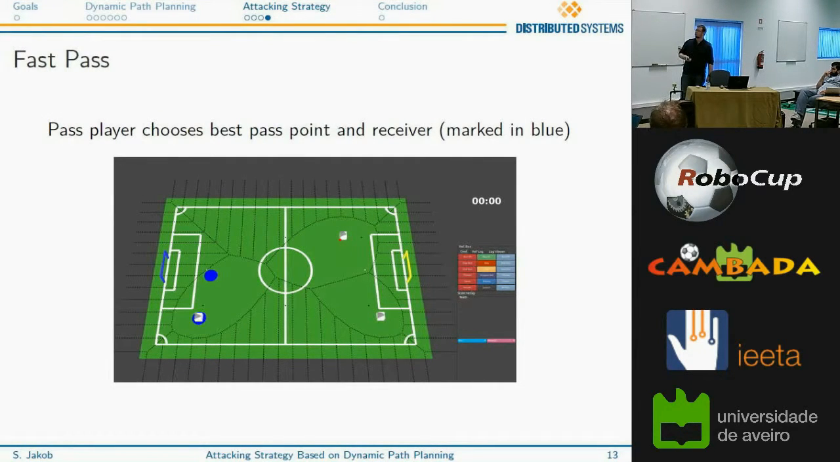which is the fast pass. The first half of this behavior is the same, like checking for a pass point, but it evaluates the best pass point, and if it finds the best pass point, it sends a message to the pass receiver, here in blue, with the location where the pass will arrive, here. And after this message is sent, the actual pass is played.